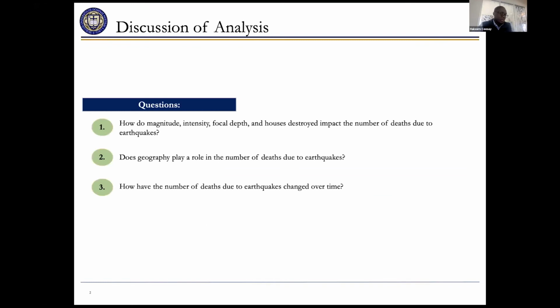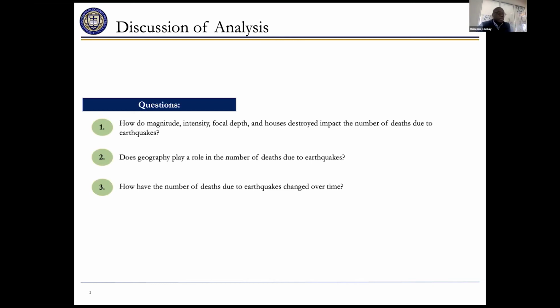And then just to touch on a discussion of our analysis really quickly before I begin to wrap up. Here are the questions that we addressed again, just to read them over one more time. How does magnitude, intensity, focal depth, and houses destroyed impact the number of deaths due to earthquakes? Does geography play a role in the number of deaths due to earthquakes? And how have the number of deaths due to earthquakes changed over time?